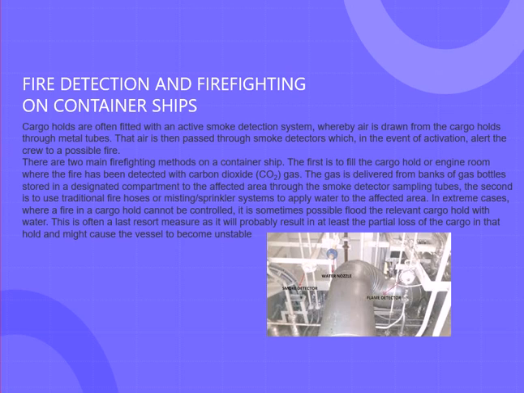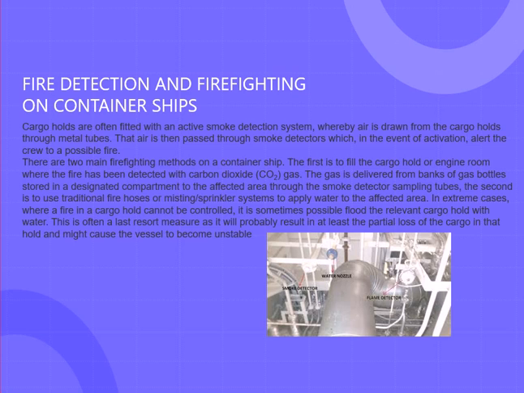So there are two main firefighting methods on a container ship. The first is to fill the cargo hold or engine room where the fire has been detected with carbon dioxide, CO2 gas. Gas is delivered from banks of gas bottles stored in a designated compartment to the affected area through the smoke detector sampling tubes.